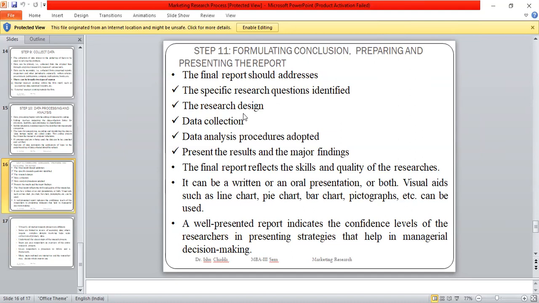The final report reflects the skills and the quality of the researchers. It can be a written or an oral presentation, or both. Visual aids such as line charts, pie charts, bar charts and pictographs can be used. A well-presented report indicates the confidence level of the researchers in presenting strategies that help in managerial decision making.